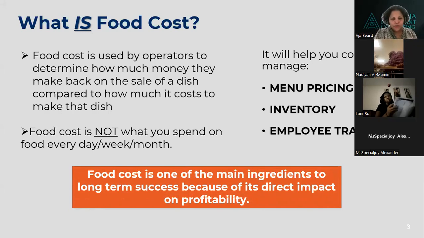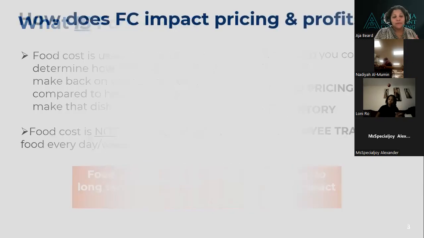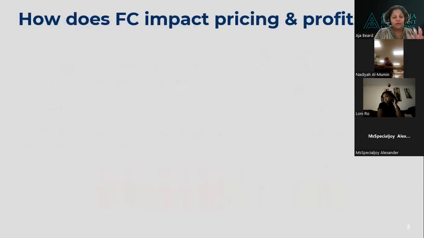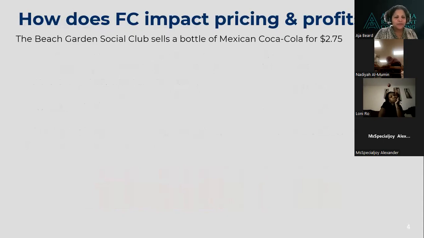And because I'm big on numbers and I think it's helpful for you to see examples of this, I have some examples I prepared for you. These are from real clients. Some of the dollar amounts have been changed, but these are actual clients of mine that I work with on food costs. So let's talk about the Beach Garden Social Club.